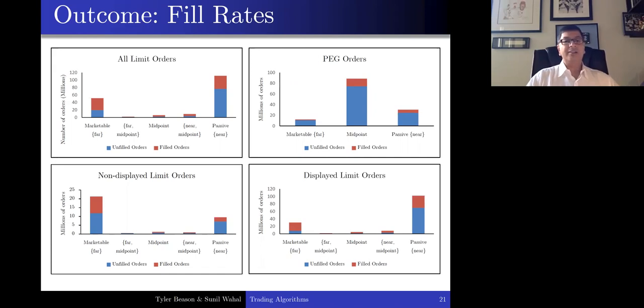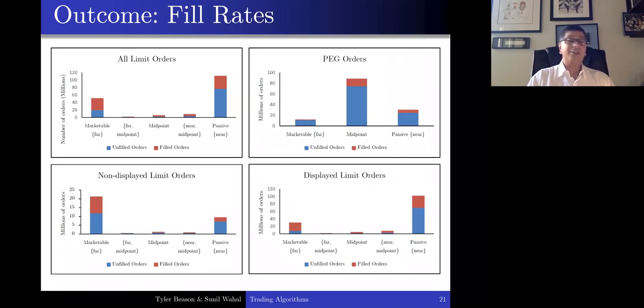This I find actually one of the most interesting pictures that came out of this. This is fill rates for, let's start with all limit orders here. So this represents the number of orders that are marketable in millions. And the percentage of those, the difference in the 2 colors shows the percentage of orders that are filled versus non-filled. And often people ask, well, how can you have a marketable limit that doesn't fill? Why is the fill rate not 100%?